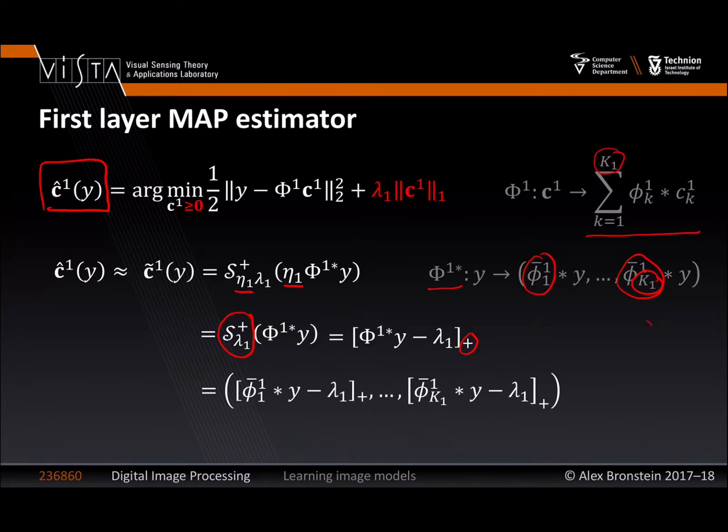And let's write it component-wise. This is the vector of thresholded convolutions of y with these basis functions, with these atoms phi bar, biased by this lambda 1. Okay? Any questions?